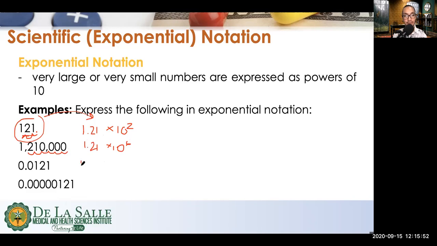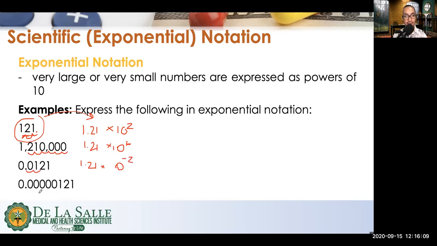This one naman, 1.21 times 10 to the 2, since maliit na number siya, lumaki, okay? We will move the decimal place from the left to the right, 1, 2, okay? So, negative value yung gagamitin natin.